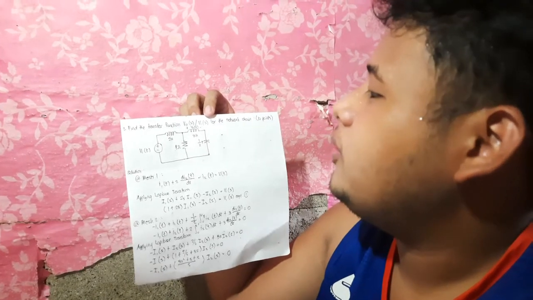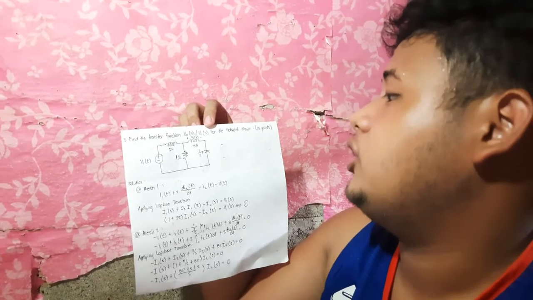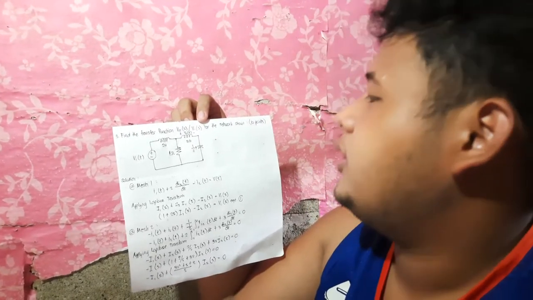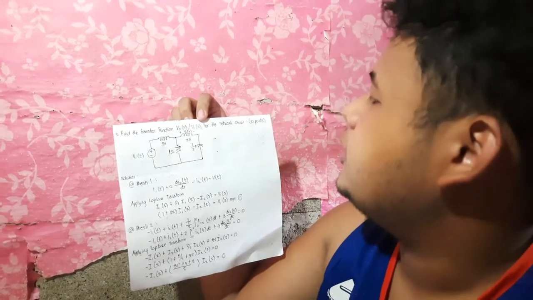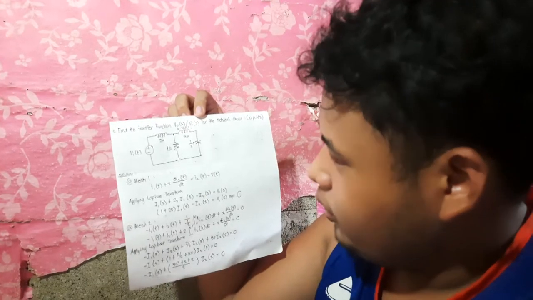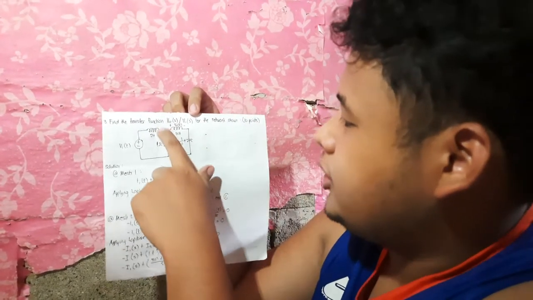So in this video, we are going to answer problem number 3. Find the transfer function of the voltage output V_o(s) over the voltage input V_1(s) for the network shown. Is this the network shown? We need to apply mesh analysis in this region.